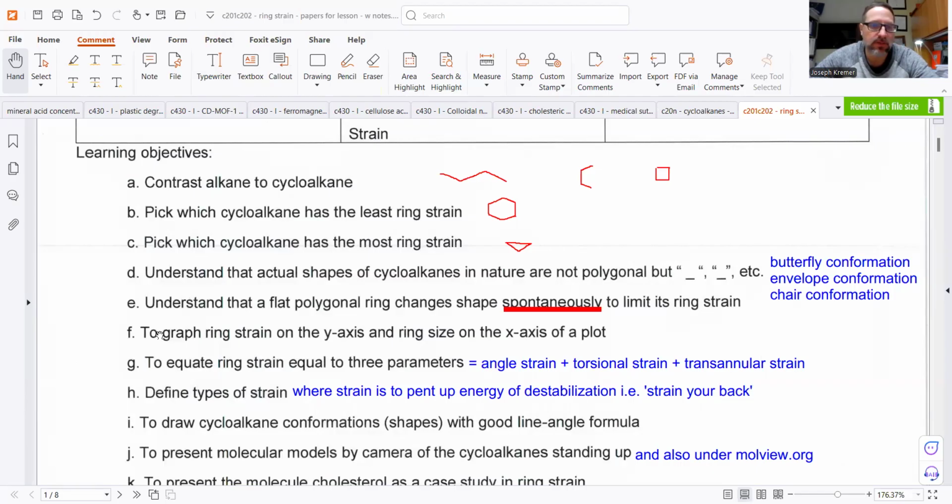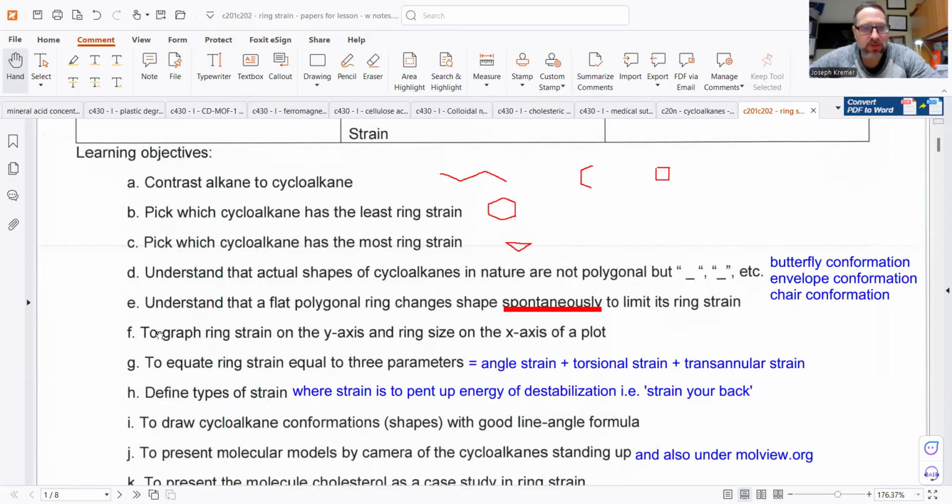So we understood that according to MolView, the drawing program, and according to the models I held up with my hands, that these ring carbons spontaneously become not flat for everything except cyclopropane. Three-membered ring flat, three-membered ring flat. Everything else not flat spontaneously.